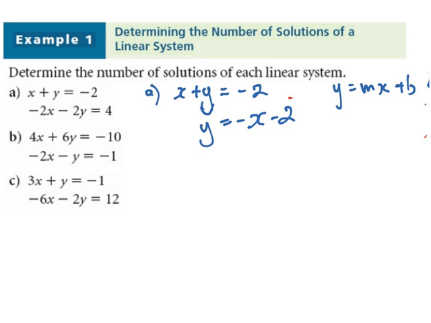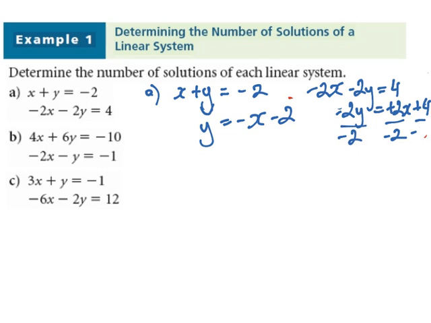Now for the second equation, we have negative 2x minus 2y is equal to 4, and we're going to add 2x to both sides. So we're going to have negative 2y on one side, positive 2x plus 4 on the other, and then we're going to divide by negative 2 to isolate for y. So y is equal to 2 divided by negative 2 is negative 1x, and 4 divided by negative 2 is negative 2. Then recognize that the slope in this case is negative 1 for both of the lines, and the y-intercept is negative 2.